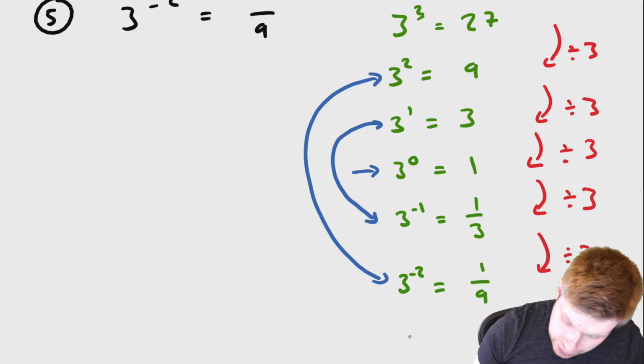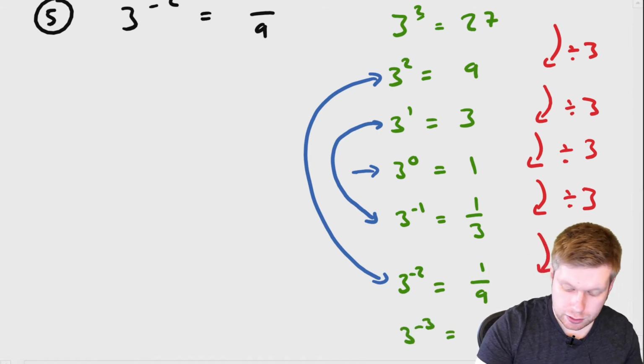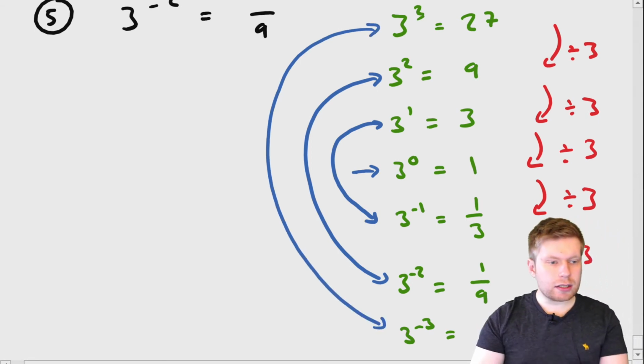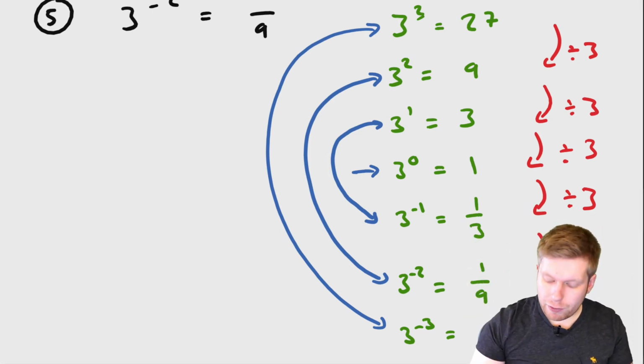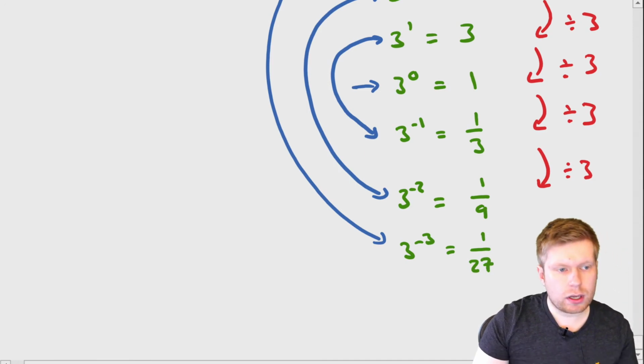Using this pattern, I wonder if you could tell me what 3 to the power of negative 3 is. Well, it's got to have a relationship with 3 to the power of 3. Are you happy? You notice that 3 to the power of negative 3 should just be 1 over whatever 3 to the power of 3 is, which in this case is 1 over 27.